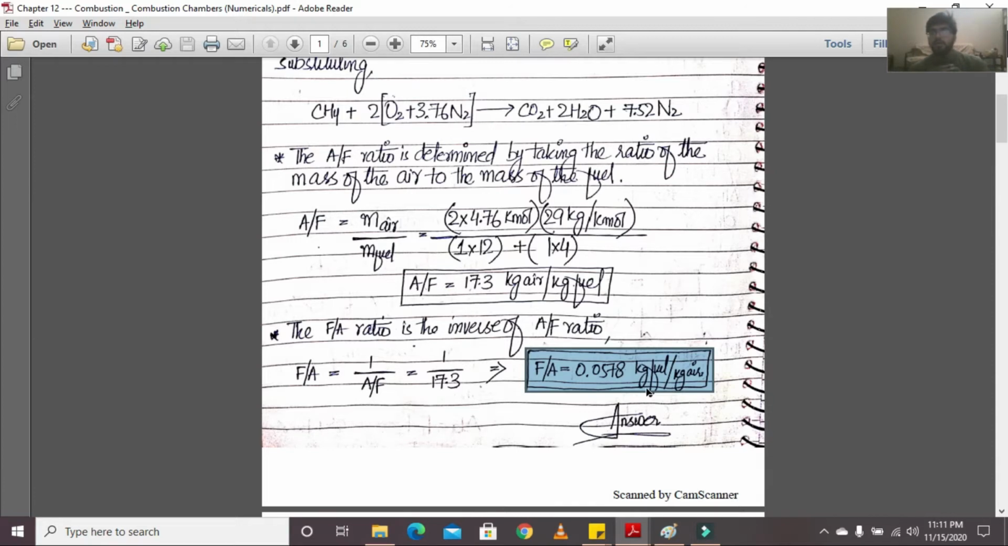I hope you would have understood this question very carefully. I have spent some time on the first question because all the other questions are similar to this method, and there are not so many differences in the next questions as well. So if you have understood the first question very carefully, you will not face any problem in the next questions.